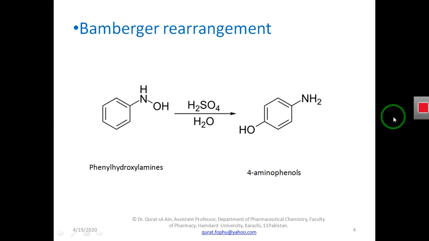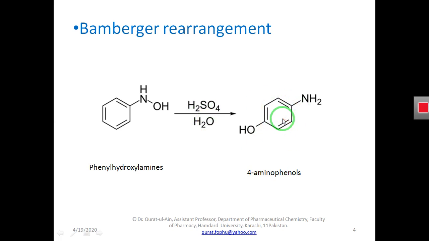Now we will go through the second method of synthesis of phenols, that is the Bamberger rearrangement. This Bamberger rearrangement reaction is also named after its inventor, the German chemist Eugen Bamberger. In this reaction, phenylhydroxylamine rearranges itself after reacting with a strong acid, that is sulfuric acid, in the presence of water, and forms 4-aminophenol.